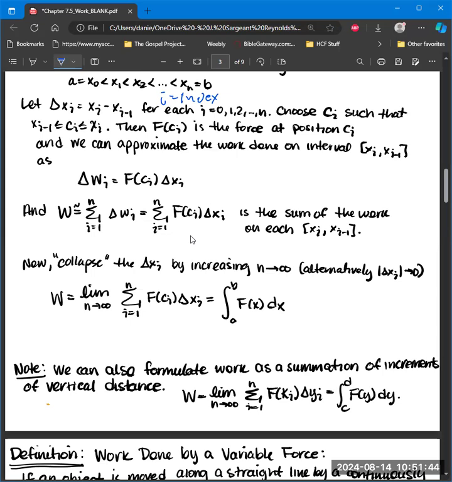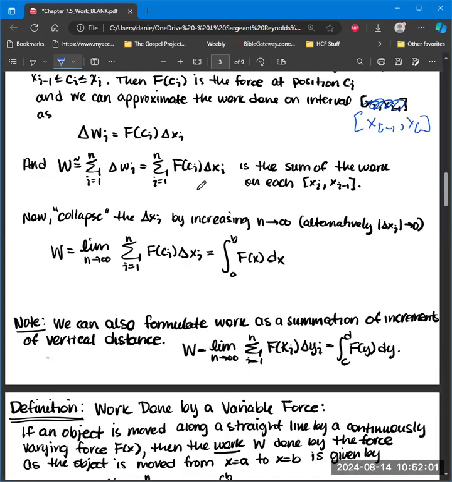Should be the other way around. You have to have your lower boundary on the left.